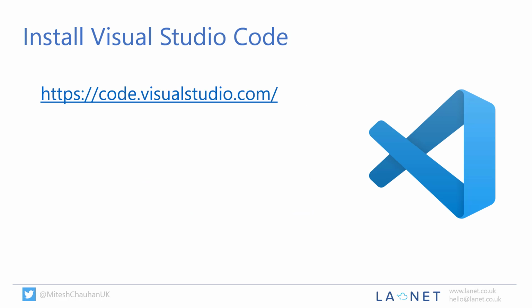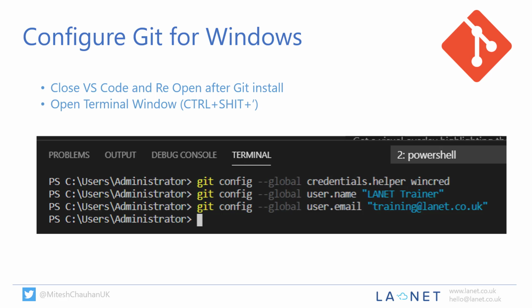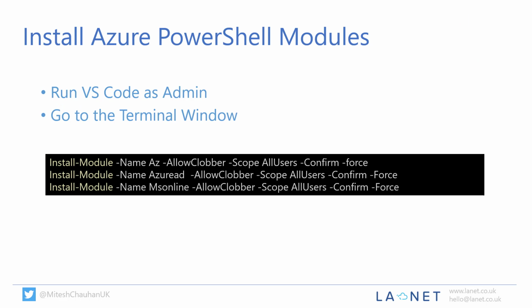Okay, so the first thing we'll do is download Visual Studio Code, and there's a link there. All this will show in this video. The next one is to install Git for Windows once you've done VS Code, and we'll go through that as well, and set some global settings for Git, just to let it know who we are, username and email and such. And we'll do a similar thing for VS Code. So we'll install the Azure module.